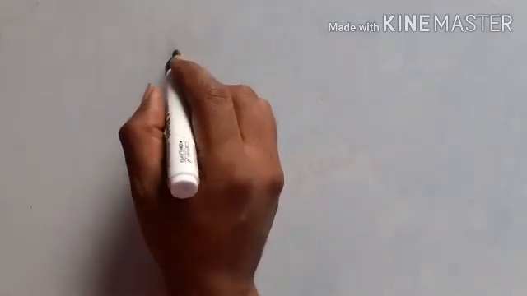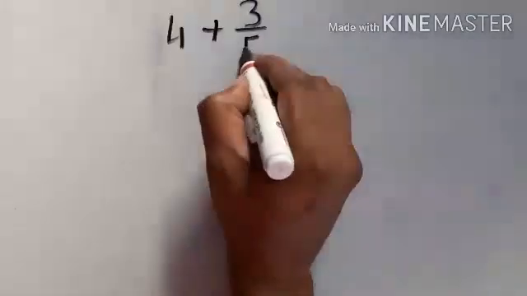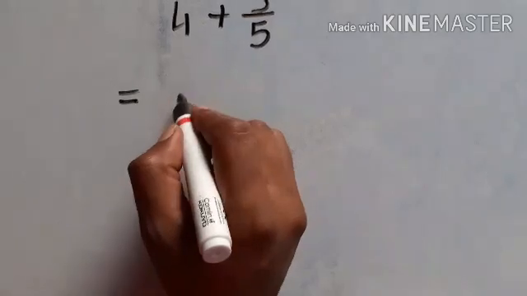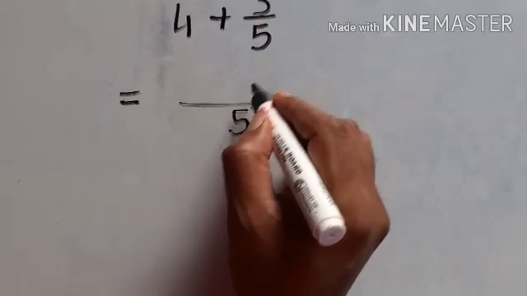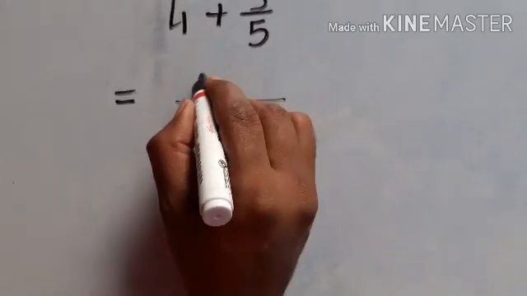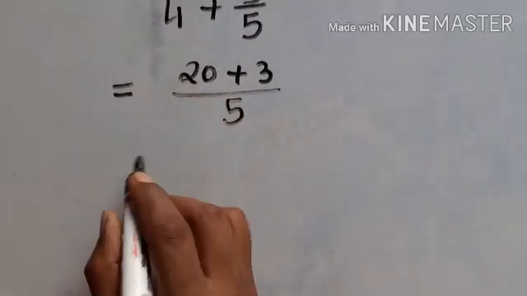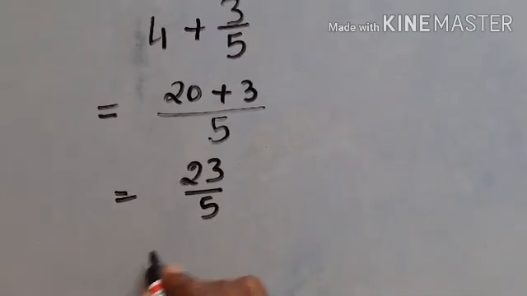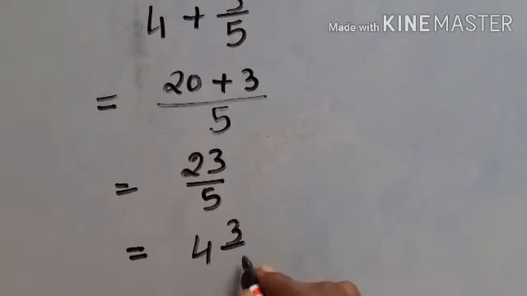For example, 4 plus 3 upon 5. So we can write it, take the LCM, that is 5. So cross multiply it: 5 4s are 20 plus 3, and it becomes 23 upon 5, or equals 4 whole 3 upon 5.